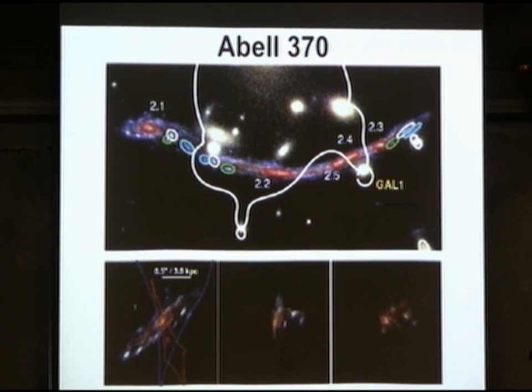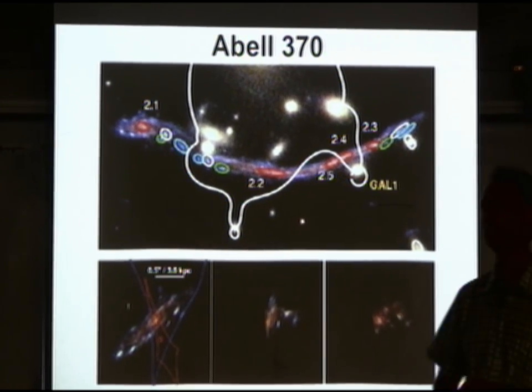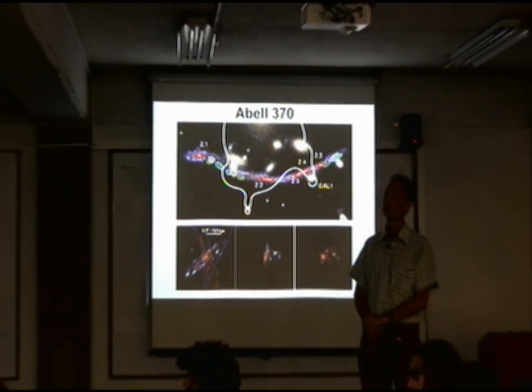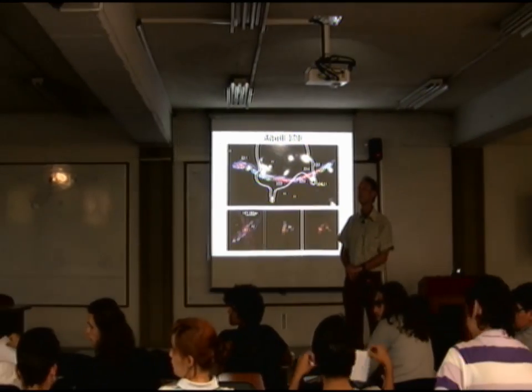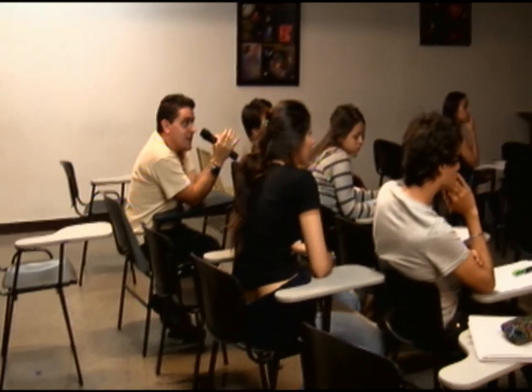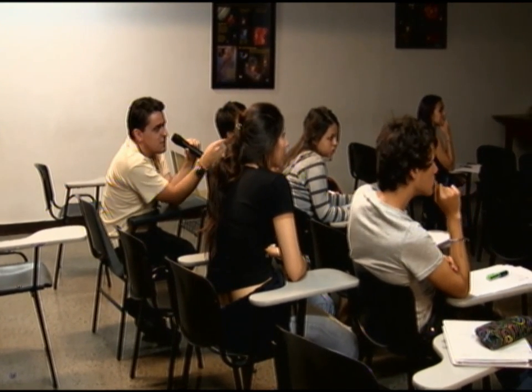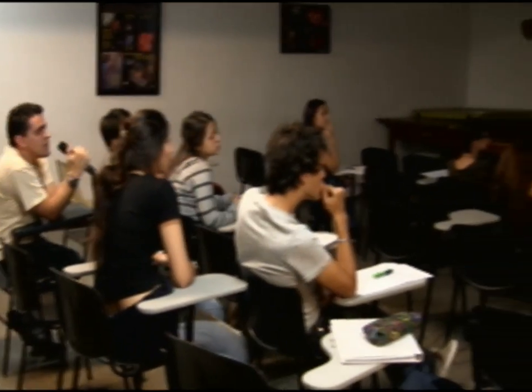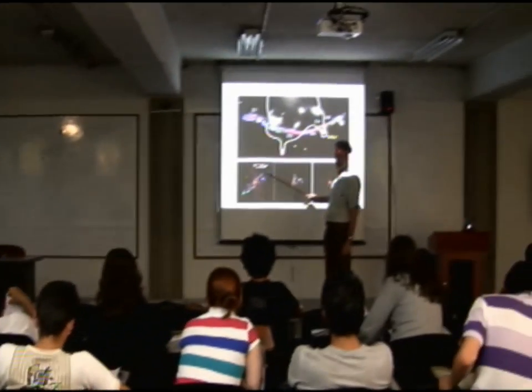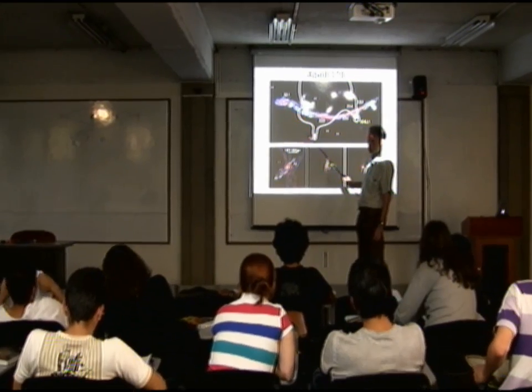I have a final question. Question number 100. Could you remind us of the difference between the critical curve and the caustic? They're actually the same thing, except that the critical curve is in the image plane, and the caustic is in the source plane.